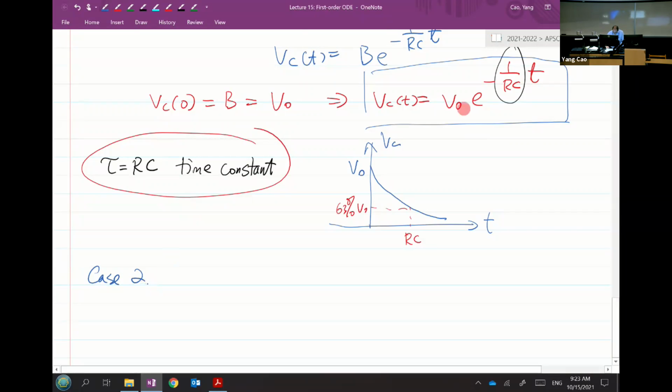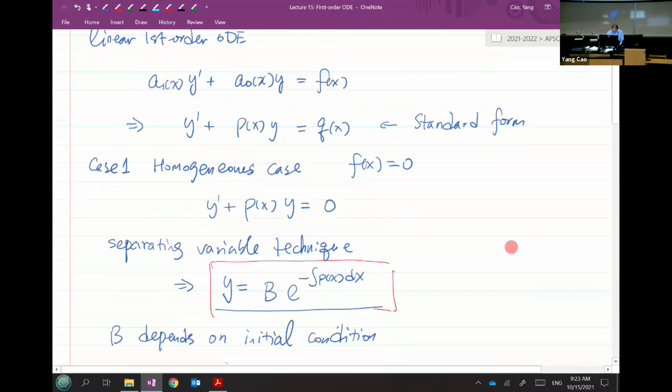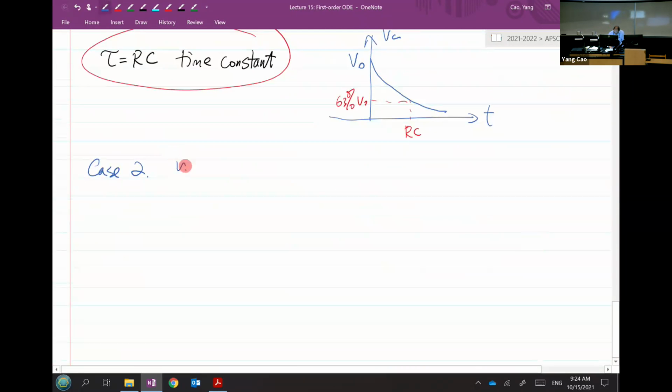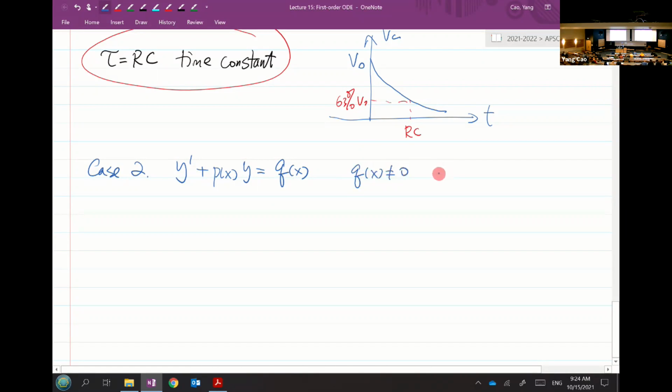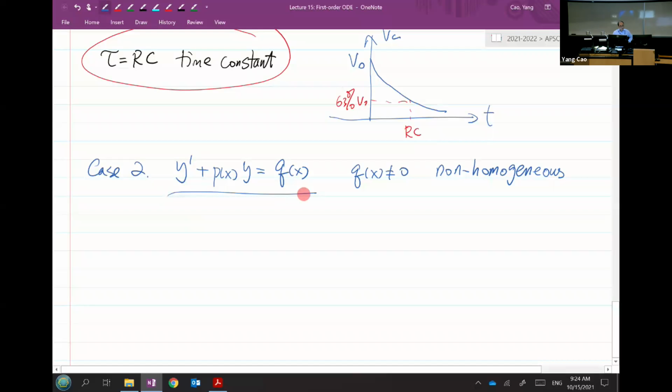So case number 2, going back to my original first order differential equation right here, we're going to deal with the non-homogeneous case, which means the Q of X is not 0 anymore. So we're going to have everything there: y prime plus p of x y equal to Q of X, with Q of X not equal to 0. We're dealing with a non-homogeneous case. So let's see how we can solve a non-homogeneous first order differential equation. To solve this type of differential equation, we use a technique called the integrating factor method.